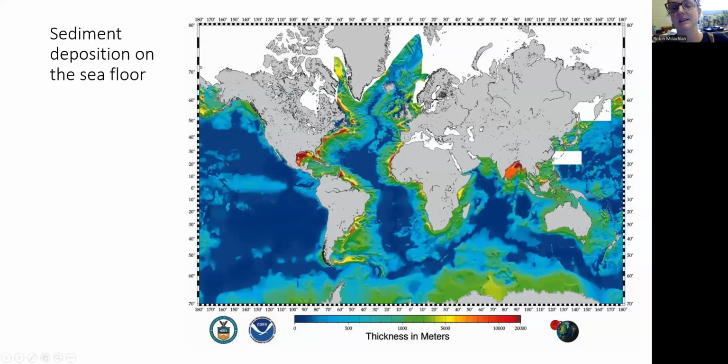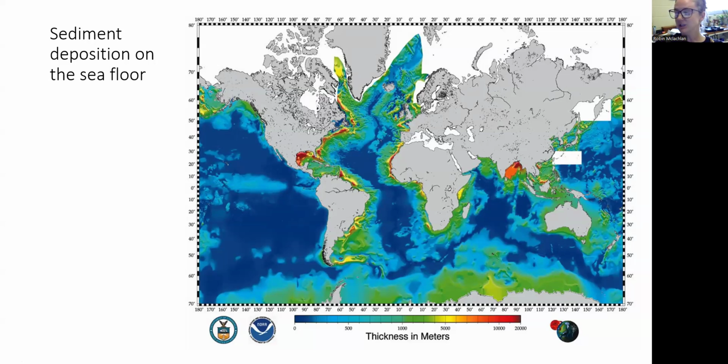This map, which I love, is showing the thickness of sediment on the basaltic continental crust all over the world. With dark blue, meaning there's very little sediment, maybe even bare rock, there's no sediment on top, and then all the way up to that deep red being tens of kilometers thick, right up to 20 kilometers thick.